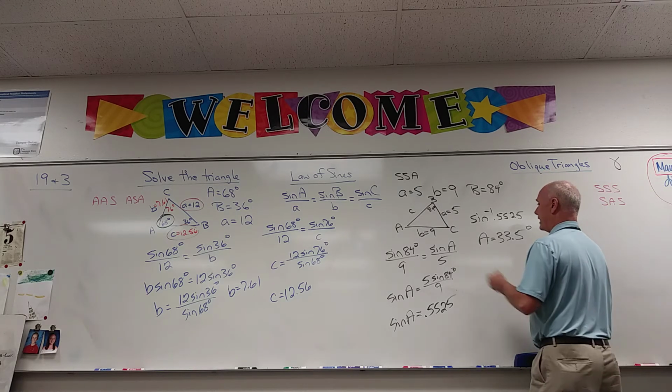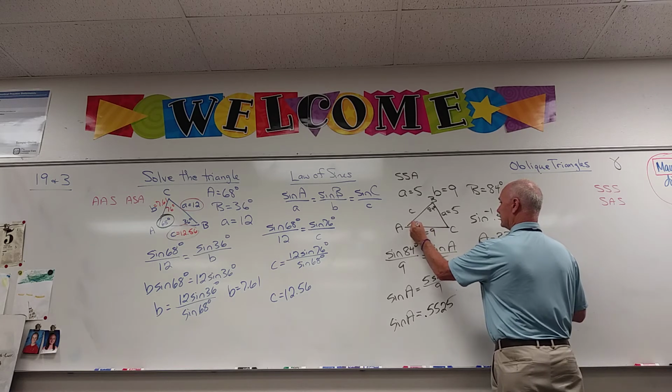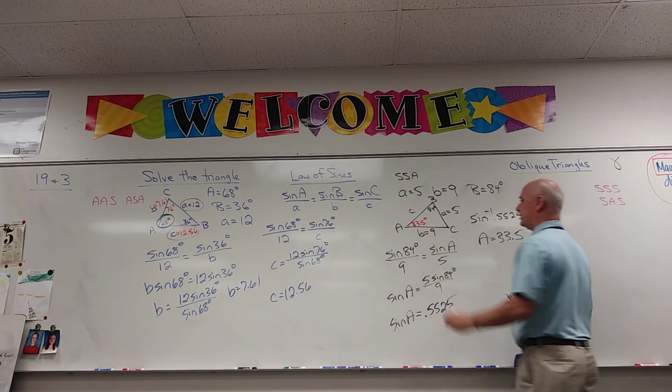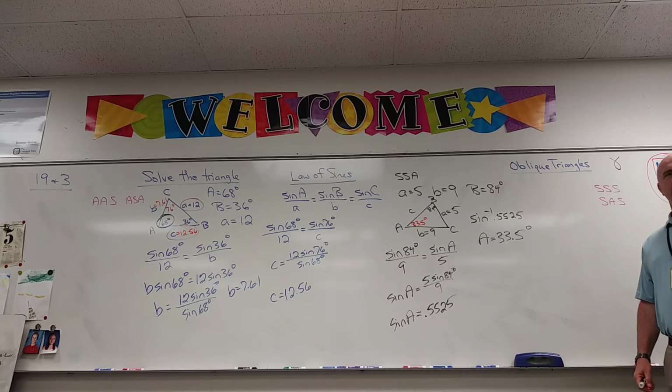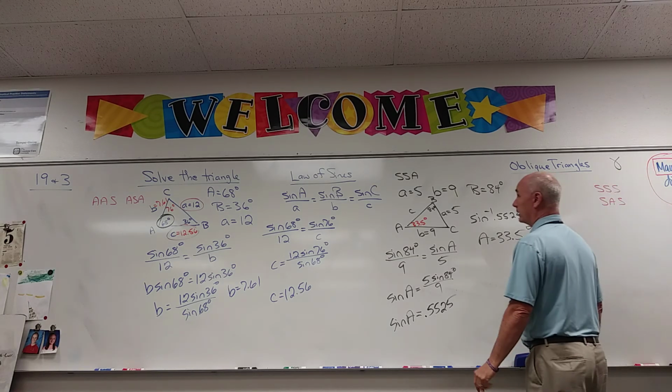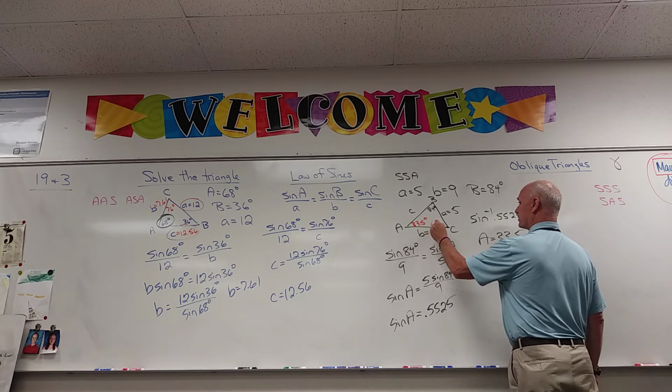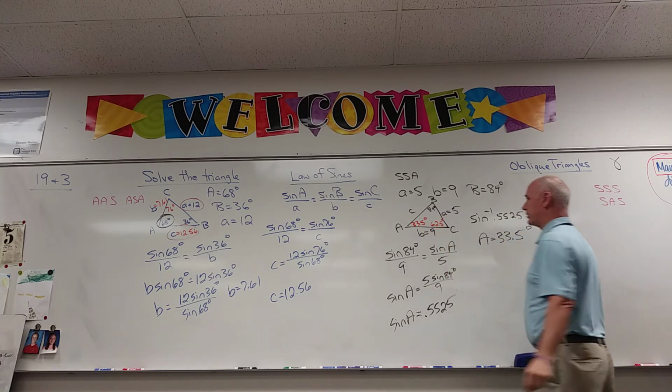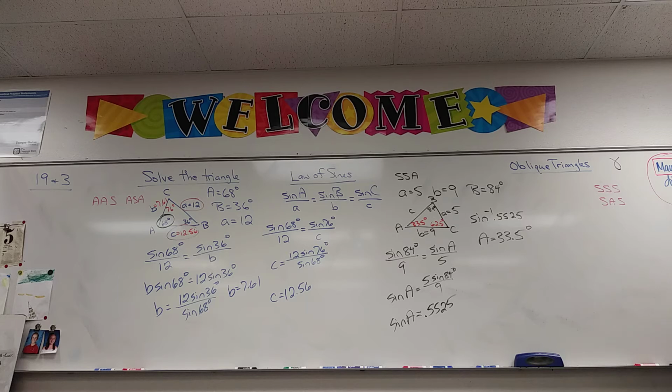So we know that angle A is 33.5 degrees, which therefore means that we can also find angle C. That's 117.5, so 62.5 degrees for angle C. Are we done? Because side C, tell me what to write.